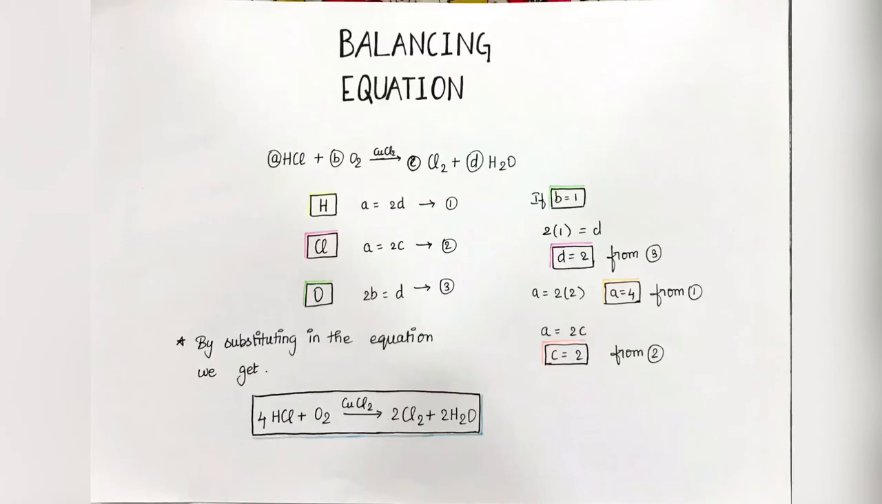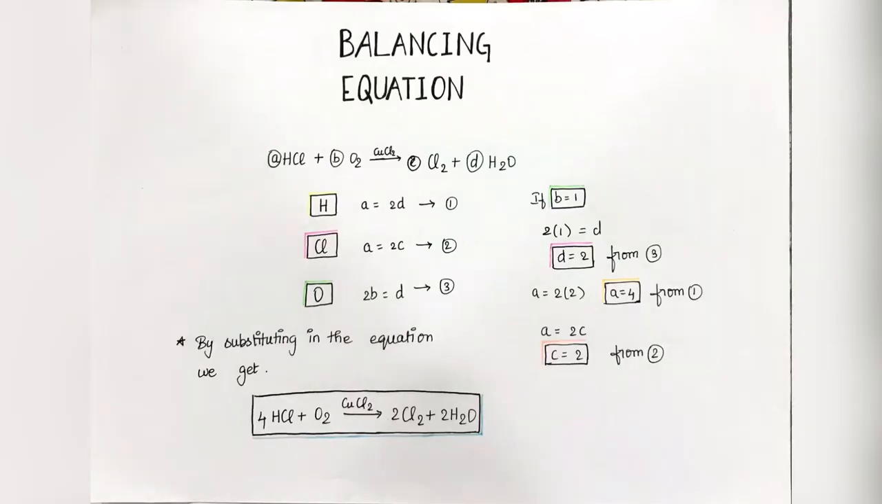And for the next element, oxygen, the atomicity on the reactant side is 2B and the atomicity on the product side is D. So 2B equal to D is the third equation. So let's assume B to be 1. If we assume B to be 1, then D is equal to 2 from equation 3. And then A is 4 from equation 1. And then we acquire the value of C, which is 2 from equation 2. And so we have found the values of all the variables.